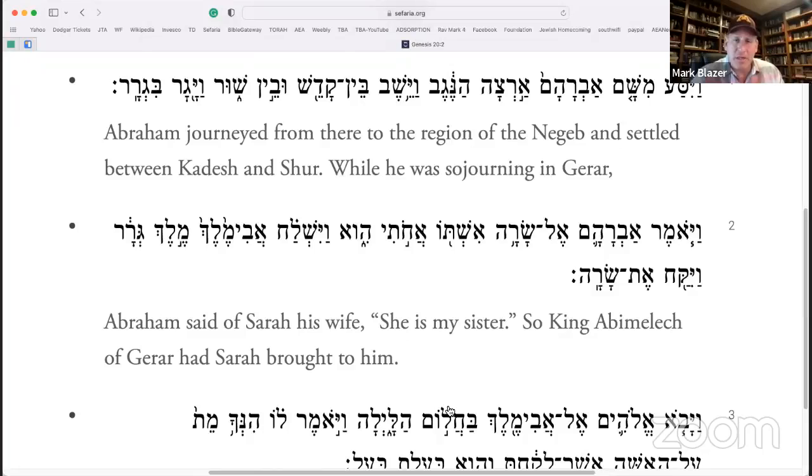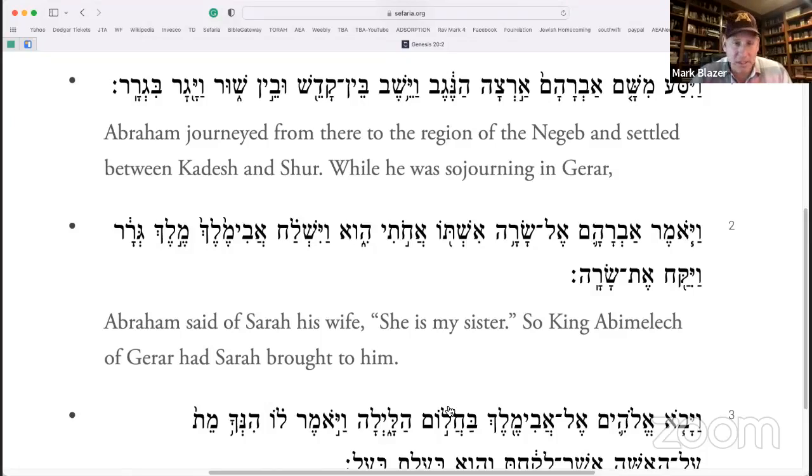And it says that he settled in this area between Kadesh and Shur. And this is an area in the desert, in the Negev region, which is the southern part of Israel. And it's part of his area that's been promised to him and his descendants, but he doesn't take control over it. It's just him and his family and his entourage. And really his family is, at this point, Ishmael and Hagar and the male and female slaves that he has with Sarah.